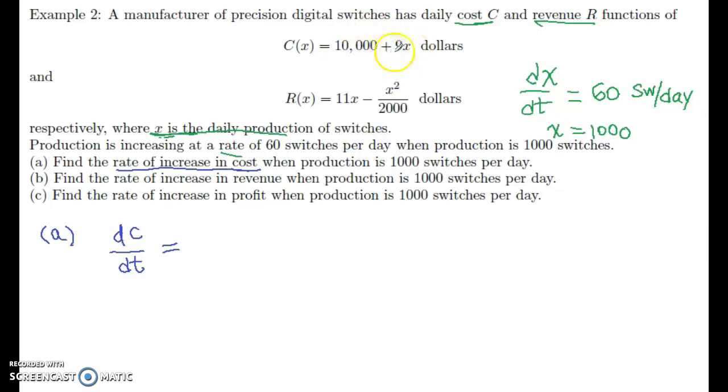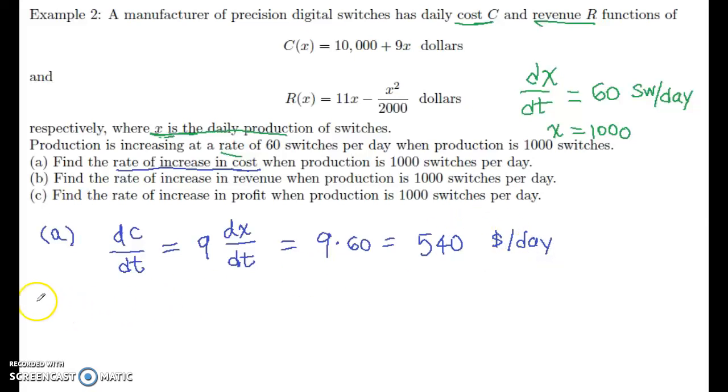But when we take the derivative of 9x, we get 9. x is a function of time, so it's dx over dt. So that is 9 times the rate of x with respect to time, which according to the given condition is 60. So it's $540 per day. That is the rate of increase in cost.